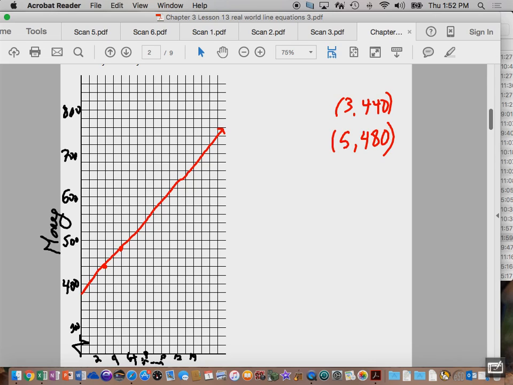Okay, well, there's a couple different ways to do it here. I'm going up one box, over one, so each box is worth 20. So that's one way, or I could do the slope formula.